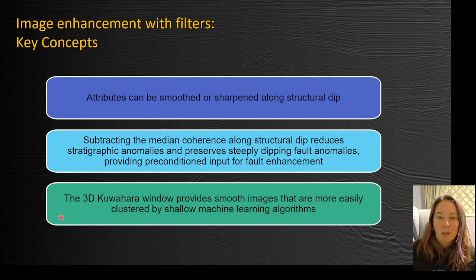And then the Kuwahara window is one of our favorites right now. It uses an adaptive filtering technique to choose the window with the least amount of variance so that you're not smoothing across geologic features. It's been very, very useful to apply when we're doing machine learning algorithms.